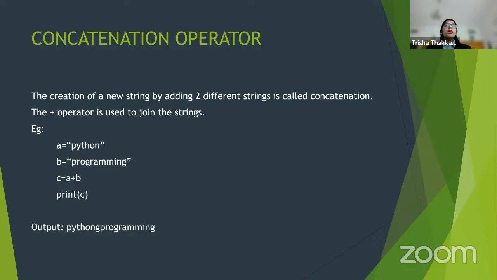Over here, variable A is Python and B is programming. This is concatenated and its value is stored in another variable, which is C. When we print C, it gives us the output Python programming.